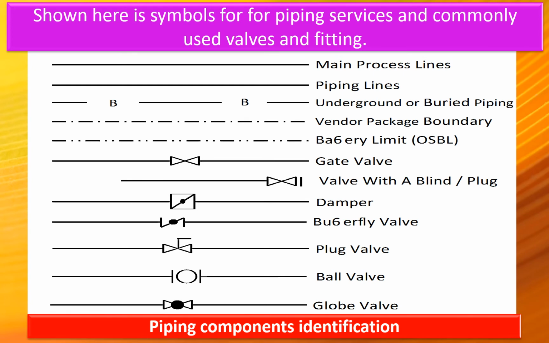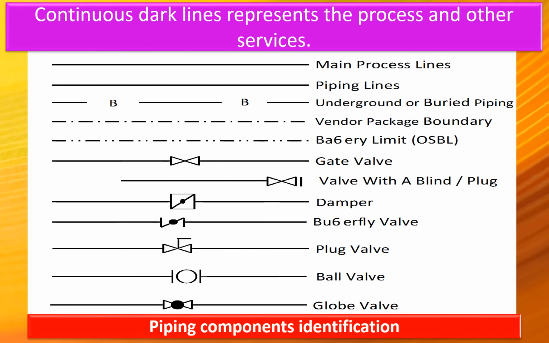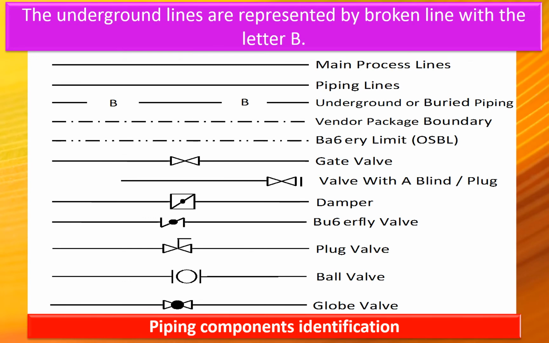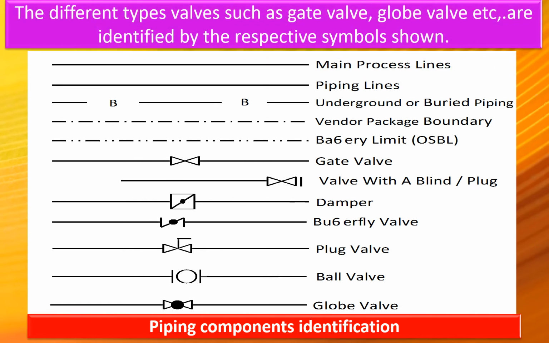Continuous dark lines represent the process and other services. The underground lines are represented by broken line with the letter B. Battery limit is identified by the dashed line as shown. The different types of valves such as gate valve, globe valve, etc. are identified by the respective symbols shown.